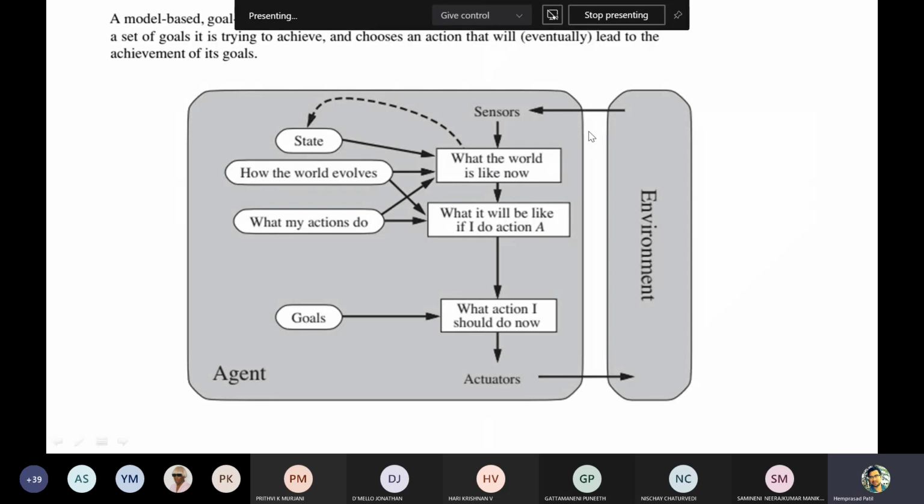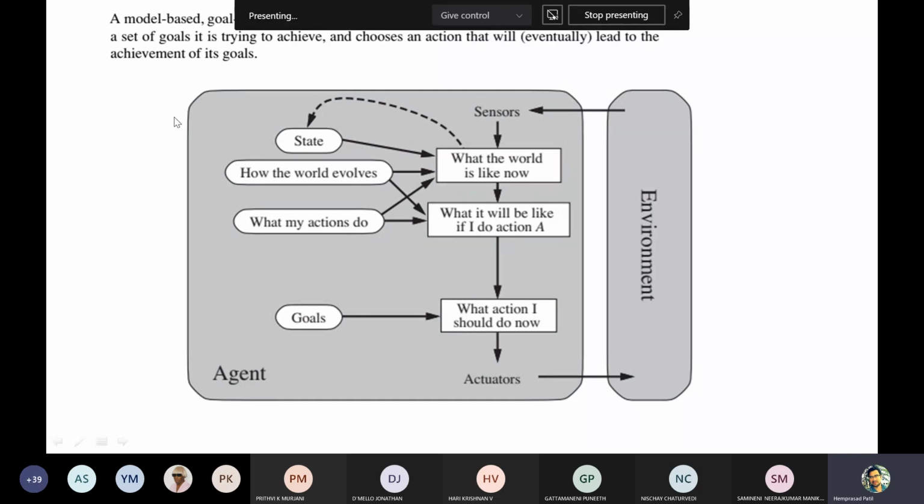So here, what the world is like now: this current input, then the previous state, how the world evolves, what actions are taken, what it will be like if I do action A. Will it fulfill my goal? Will it complete the performance metrics that are required to achieve my goal? So this is taken care of, and it is compared with the goal and then what action is to be done.